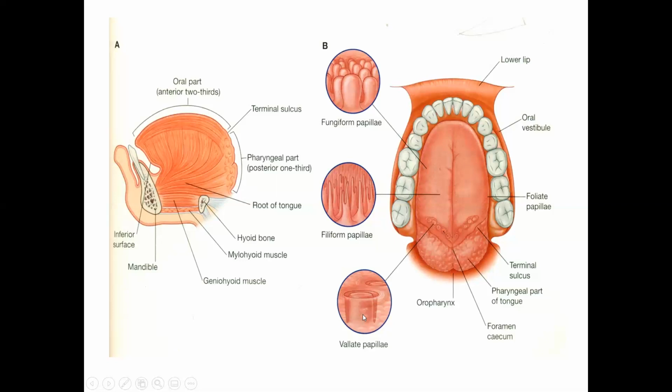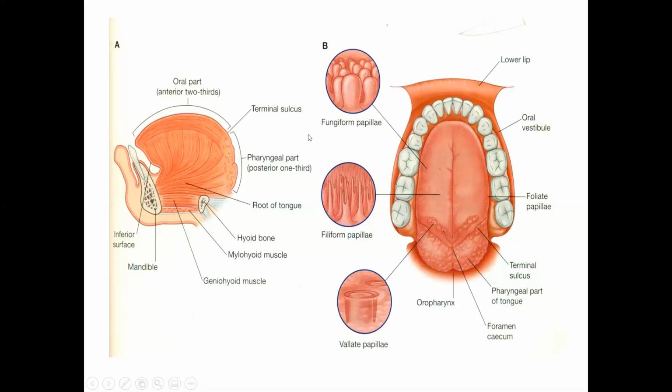Then we have the vallate papillae. These are the largest papillae. They are cylindrical in shape, and they are present just anterior to the sulcus terminalis. You can see here, this is the V-shaped sulcus terminalis. Just anterior to it, we have the vallate papillae, which are cylindrical in shape and about 8 to 12 in number.